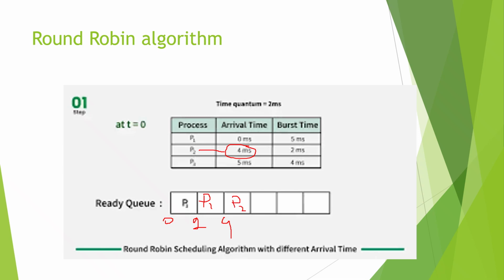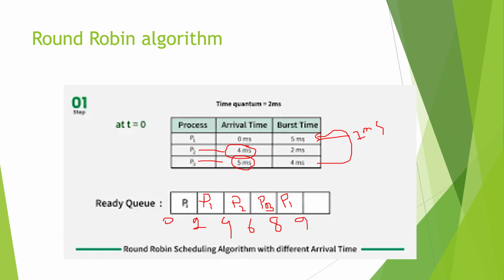P2 process runs 2 milliseconds. Then P3 process comes in 5 milliseconds. So next 2 milliseconds P3 process will run. Then round P1. Here rest is 1 millisecond. So next P1 process comes and runs for only 1 millisecond.